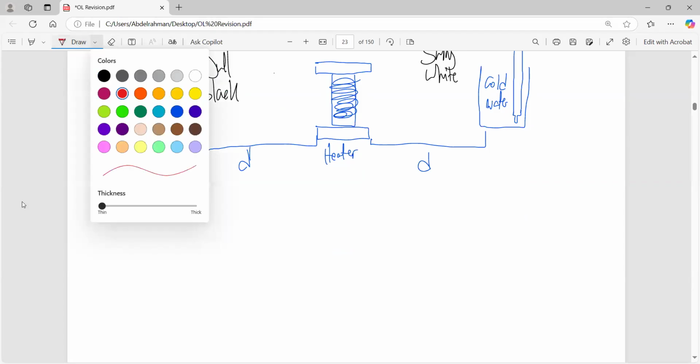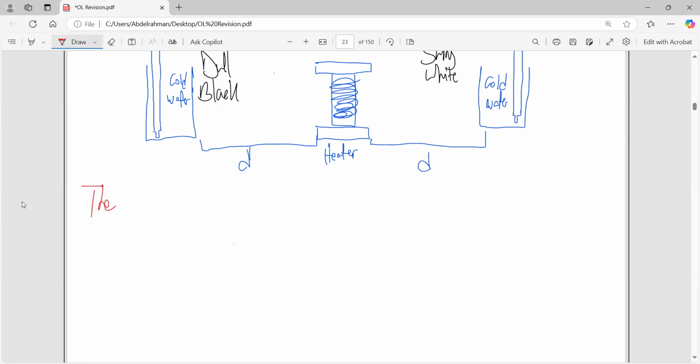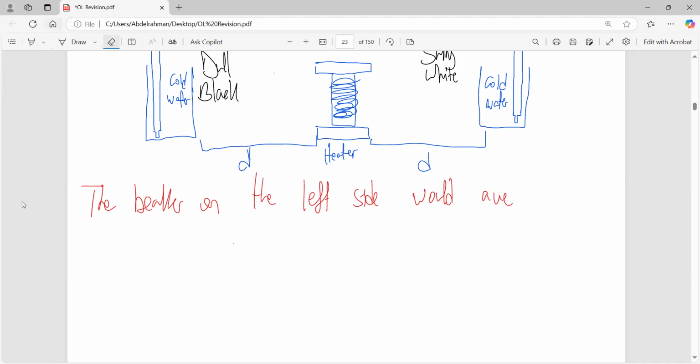So the beaker on the left side would have a higher temperature. Why does it have a higher temperature?